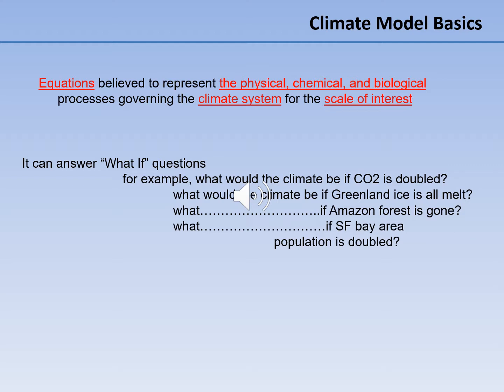Climate models are basically equations that are believed to represent the physical, chemical, and biological processes governing the climate system for the scale of interest. They can help answer what-if questions. For example, what would the climate be if carbon dioxide doubled? What would the climate be if Greenland ice was all to melt?